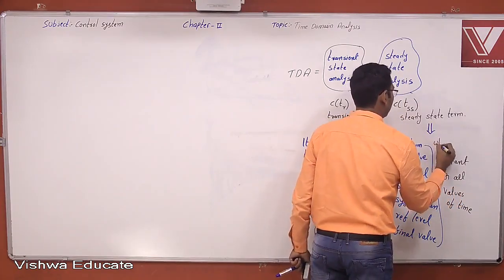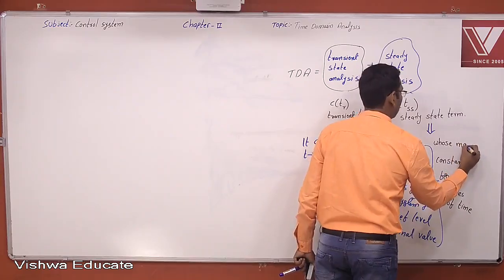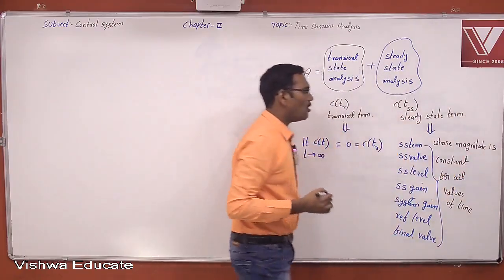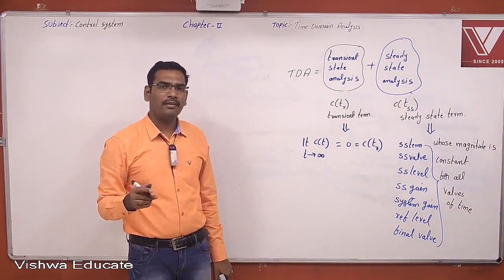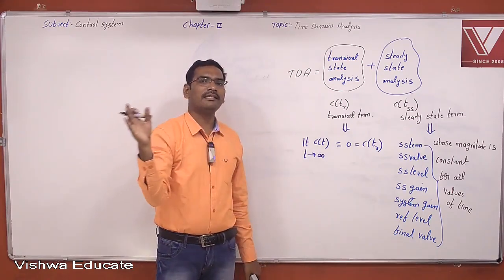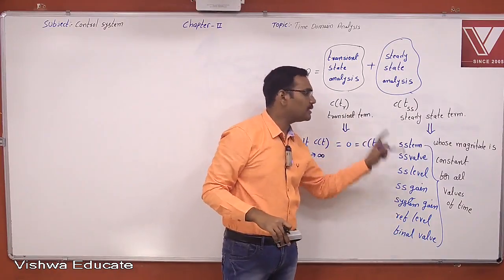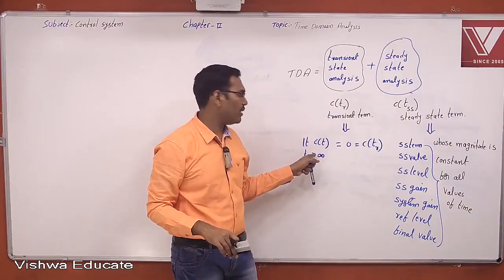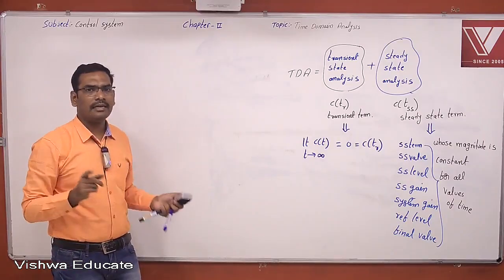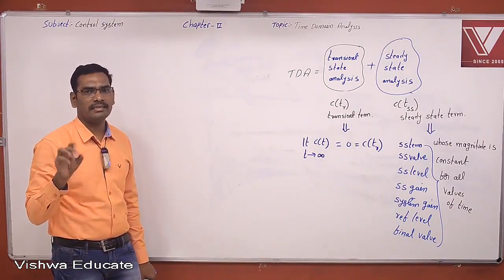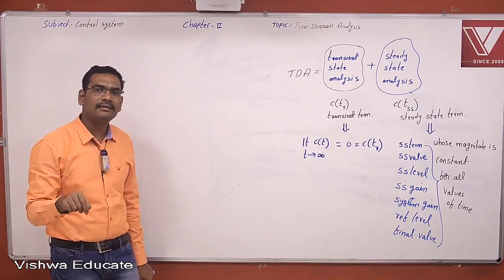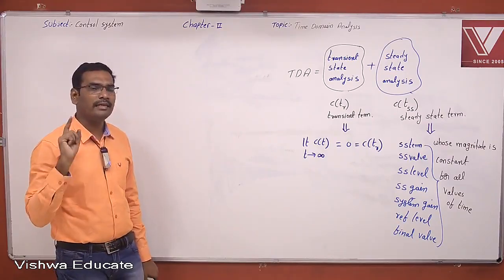Let us say it for clarity: the term whose magnitude is constant for all the positive values of time, for all the values of time from minus infinity to plus infinity, comes under the steady state term, and the term whose value becomes 0 at t tends to infinity comes under the transient term. Like that you can easily identify the transient term and the steady state term. The steady state term is a term whose magnitude is constant. The transient term is a term whose value becomes 0 at t tends to infinity.